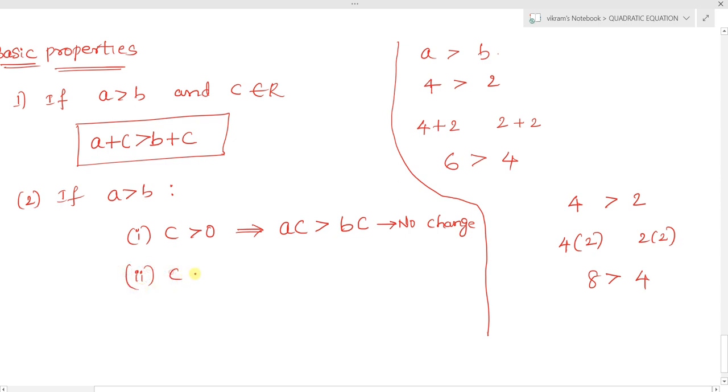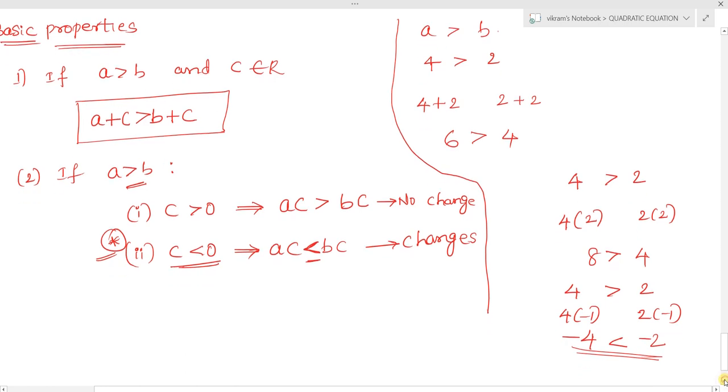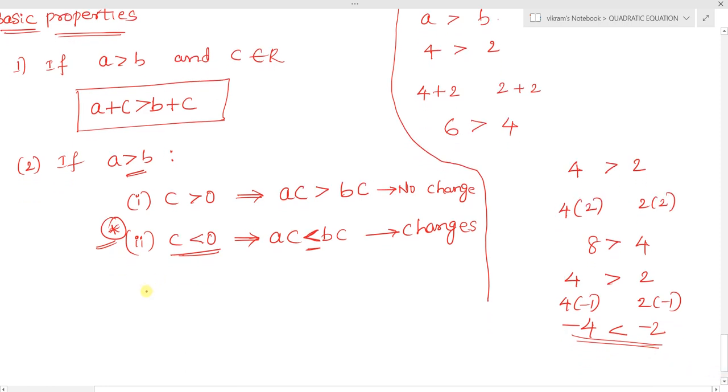Now, if it is multiplied by a number less than 0, what will the inequality be? For example, 4 is greater than 2, this is the condition, and we are multiplying with minus 1. Here we get minus 4 and minus 2. Minus 4 is less than minus 2. So here the inequality changes, which is the important consideration. Very, very important: whenever an inequality is multiplied by a negative number, the inequality changes. If it is greater than, it changes to less than. If it is less than, it changes to greater than. The sign of inequality changes if it is multiplied by a negative quantity.